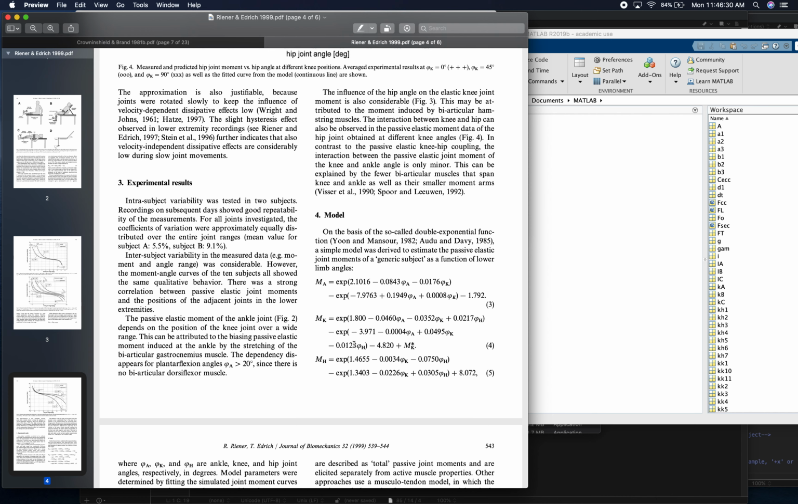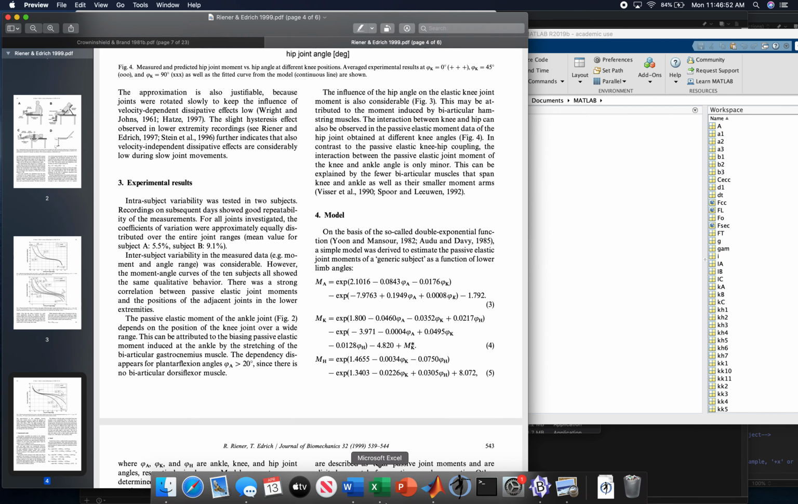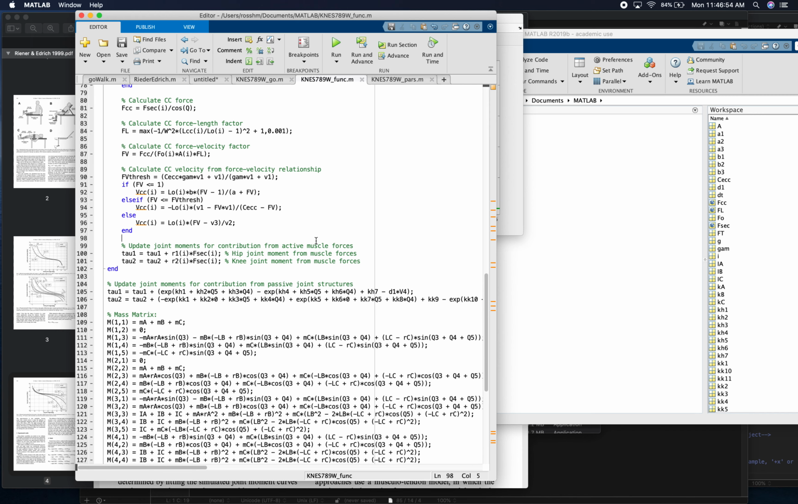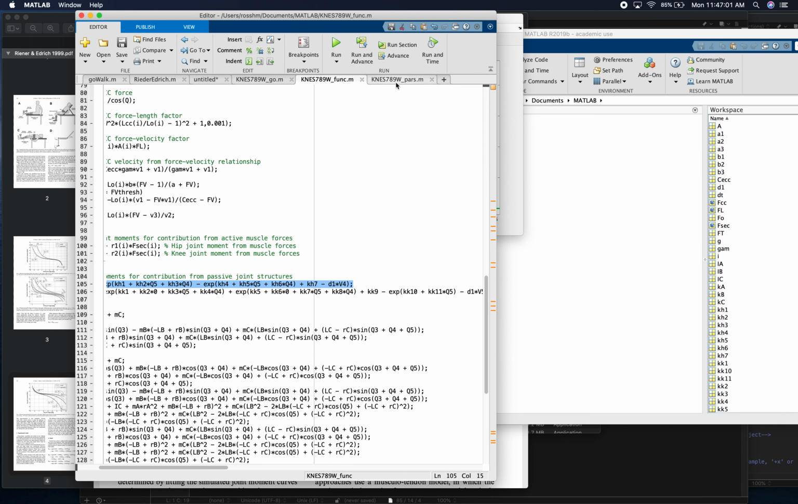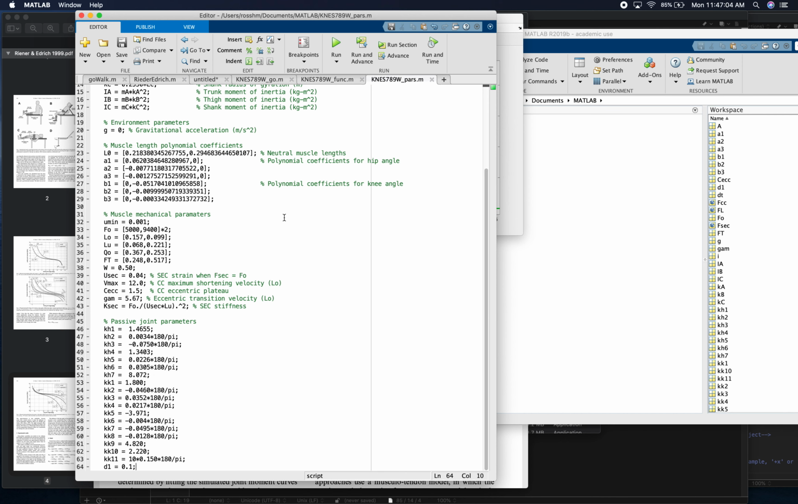The directions that they define their joint motions here in this paper for the knee are not the directions that we need in our model. And also some of these parameters here, some of these coefficients in these expressions, are in terms of degrees for these angles, and we need them in radians for our model. So I went ahead and did those conversions here before class and included them in the signs on these expressions here and in the values of these parameters that I defined here.